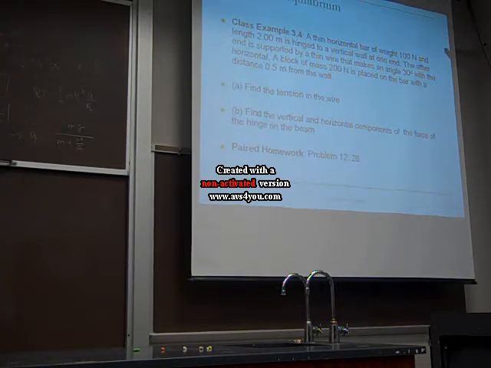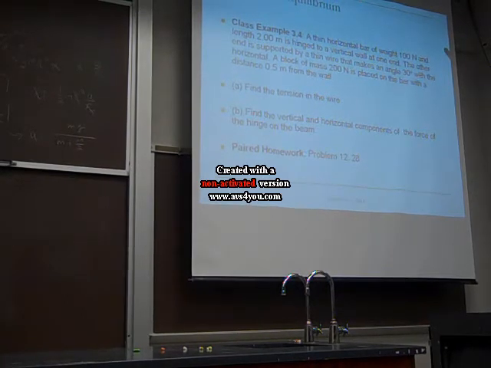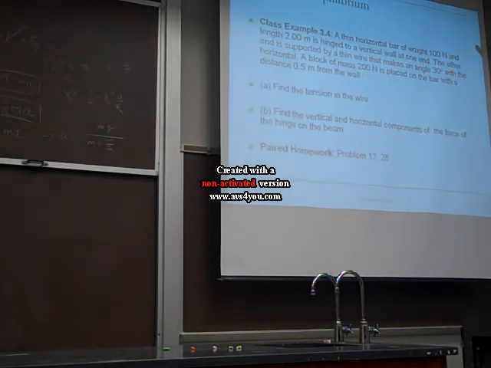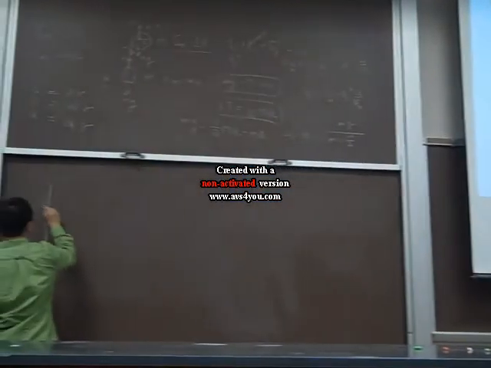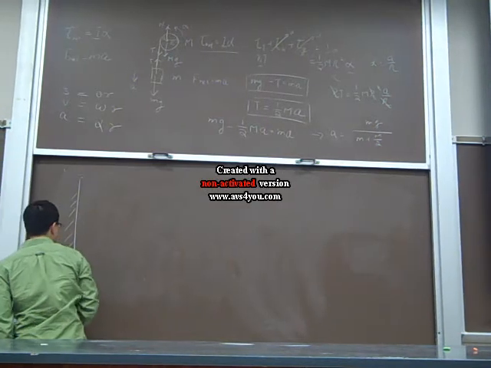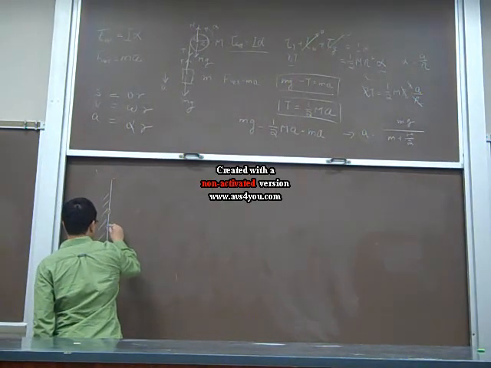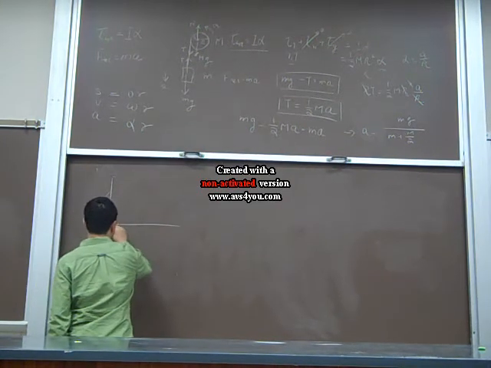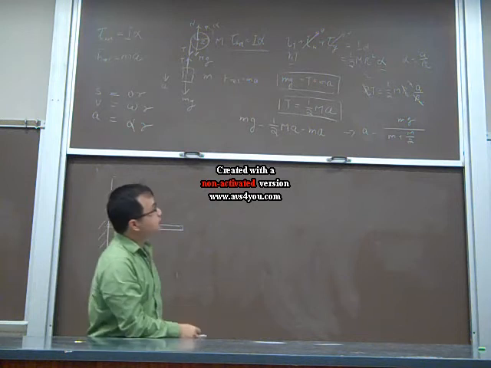A thin horizontal bar of weight 100 Newton and length 2 meters is hinged to a vertical wall at one end. Okay. So you have a vertical wall like this. We have a hinge here. You have a bar like this.